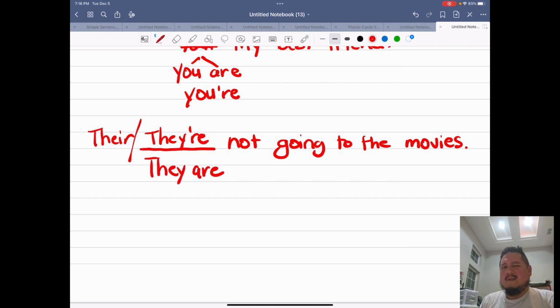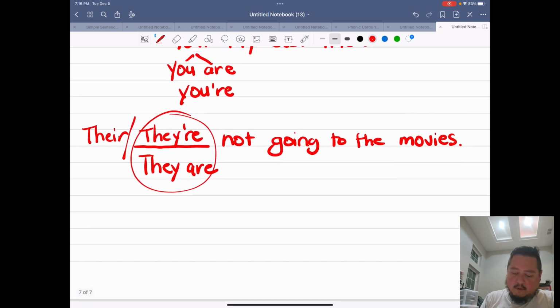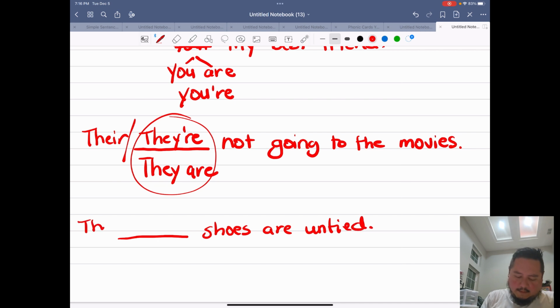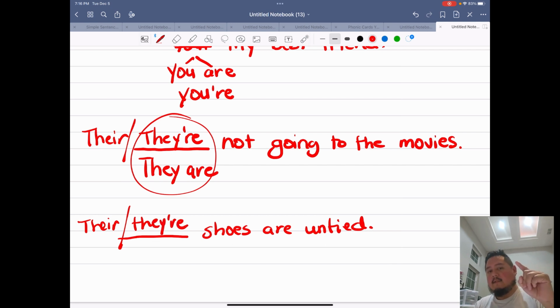They are not going to the movies. Oh, it did make sense. It's got to be this one. Let's get another one. One more. So is it their shoes are untied or they're shoes are untied? Test it out with the contraction. Go.